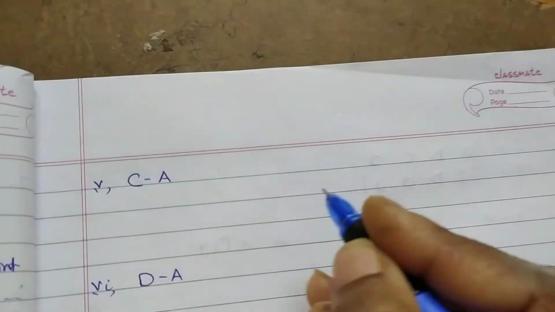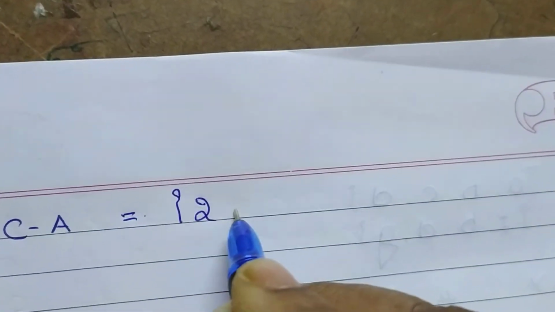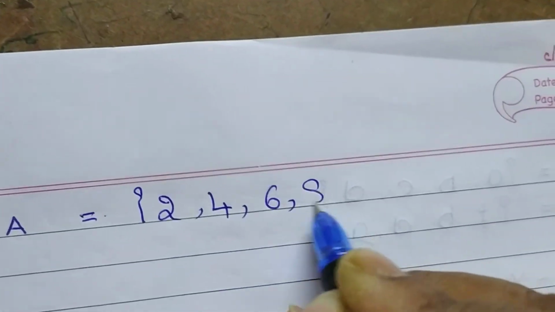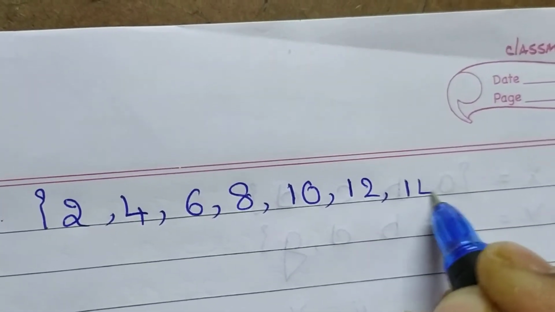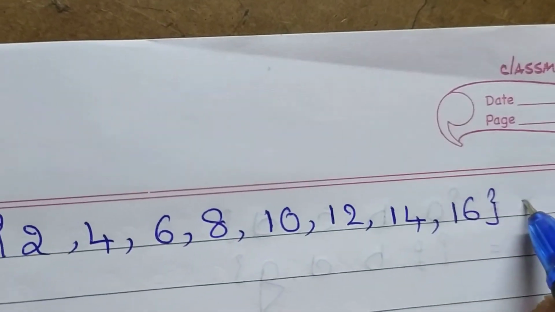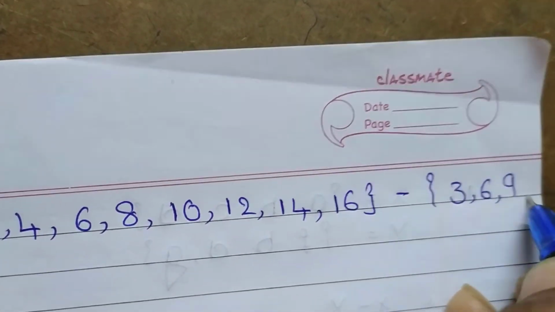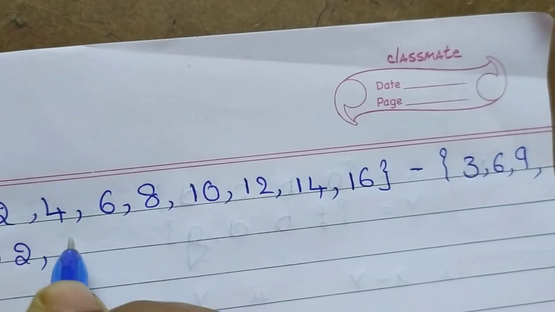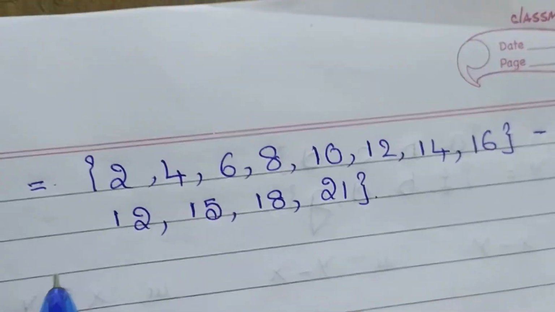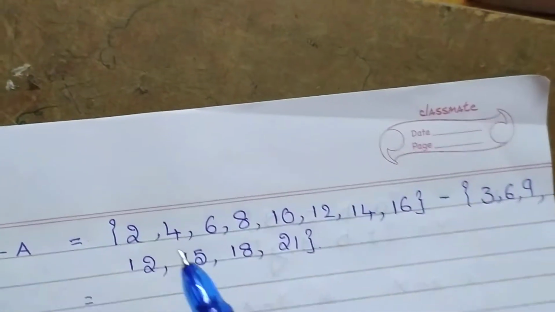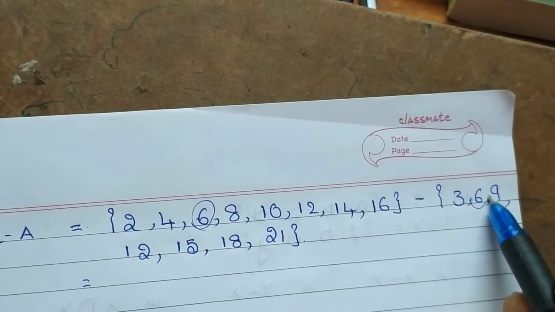Now coming to the next problem, what is C? C is 2, 4, 6, 8, 10, 12, 14, 16, minus A. A is 3, 6, 9, 12, 15, 18, 21. Now what is the first step? Just we will see what are the common points. So what is common among these two? If you observe, 6 is common. So we will round off 6.